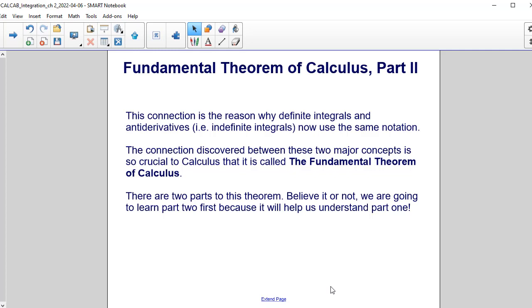The connection is the reason why definite integrals and antiderivatives, i.e. indefinite integrals, now use the same notation. The connection discovered between these two major concepts is so crucial to calculus that it is called the fundamental theorem of calculus. There are two parts to this theorem. Believe it or not, we are going to learn part 2 first because it will help us understand part 1.